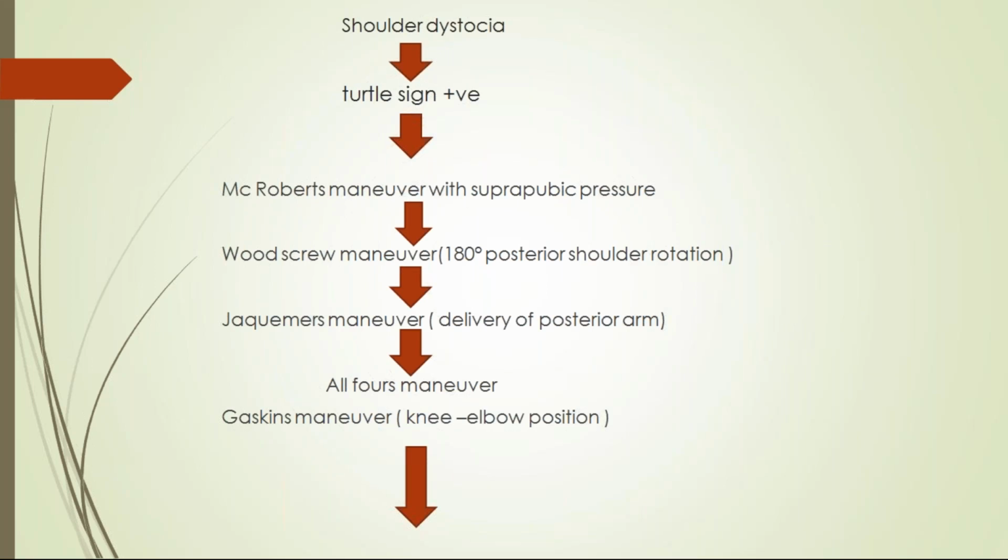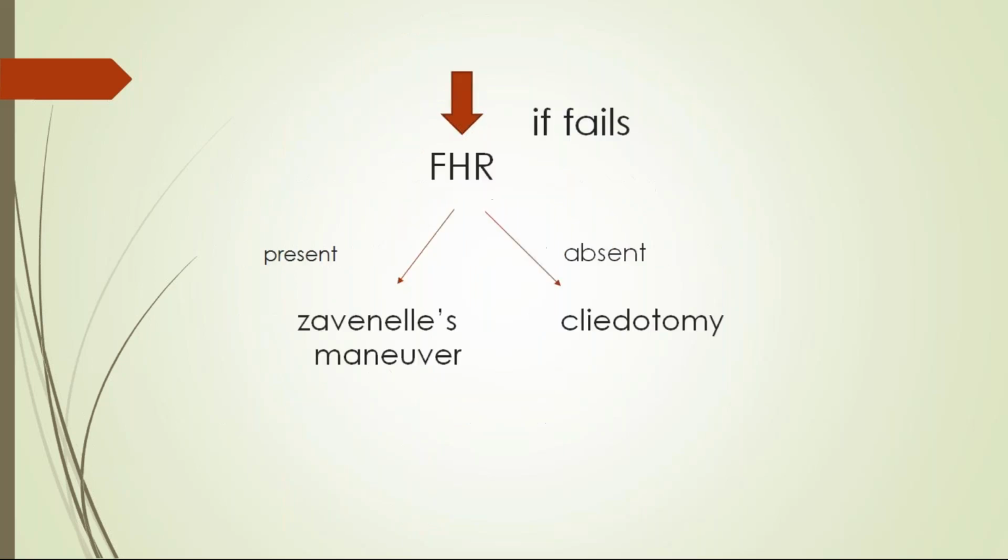This is the management chart. We have to diagnose that this is a case of shoulder dystocia by the presence of the turtle sign. First, we'll try the McRoberts maneuver with suprapubic pressure. Then we'll go for the Wood's screw maneuver. Then Jacquemier's maneuver. Then we'll try the all-fours position. Finally, if all the maneuvers fail, we'll check for fetal heart rate.